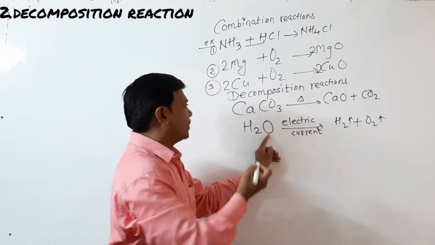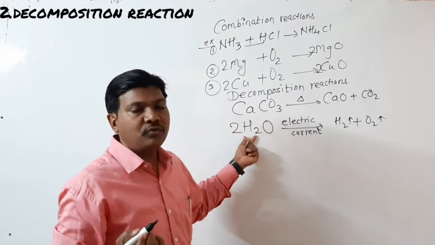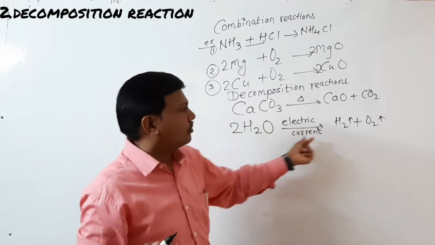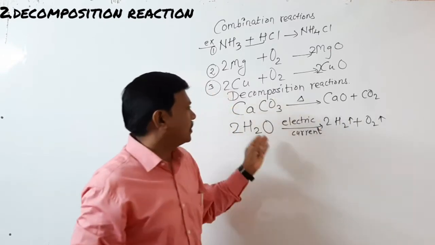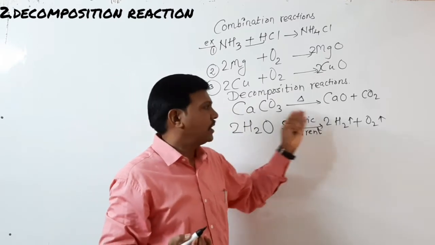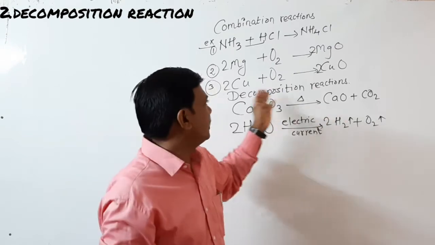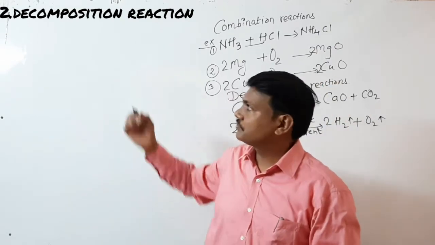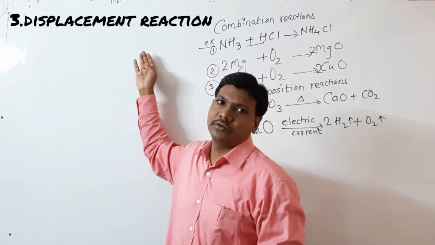So for this balancing we write here 2. Then see, hydrogen increases: number of hydrogen is 2, 2 twos are 4, but here it is only 2, so we write here 2 for balancing. So here the reactant is a single substance and the products are 2 or more, that time we say it is a decomposition reaction. Then see third, that is displacement reaction.